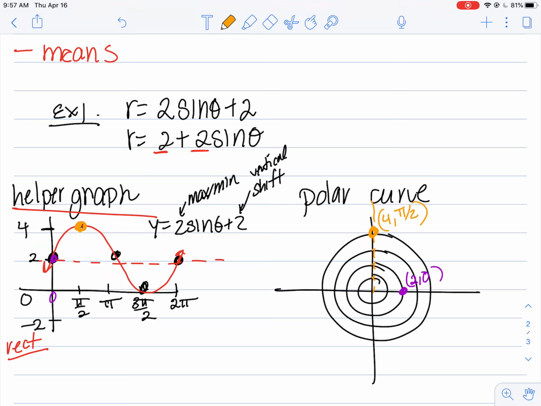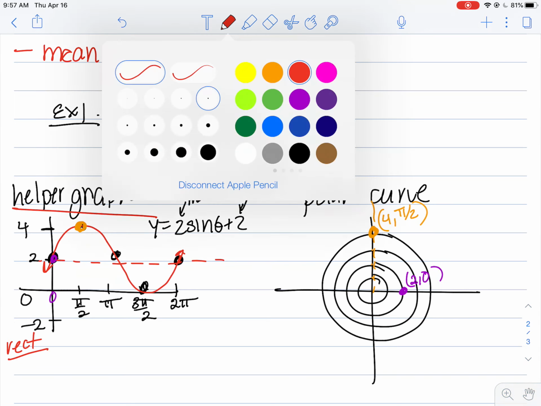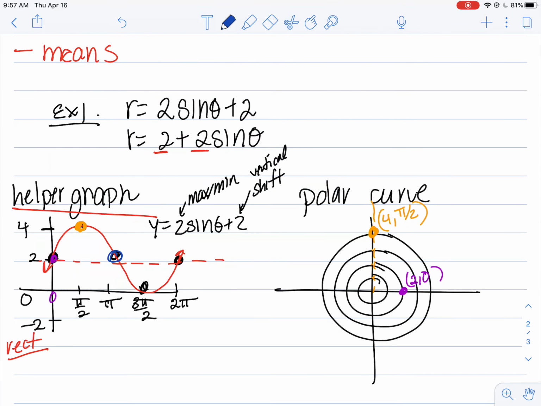Then the next point is pi, 2. So I'm going to go to pi and then count 2. And then at 3 pi over 2, I'm at 0. At 2 pi, I go back to 2. Okay, so you see these dots here. What does my general graph look like?